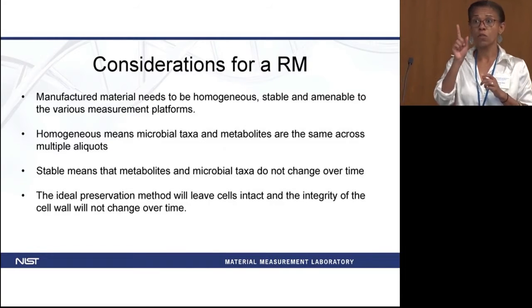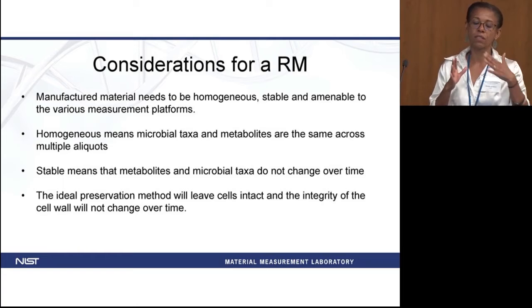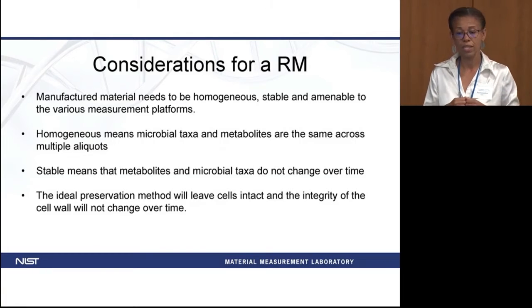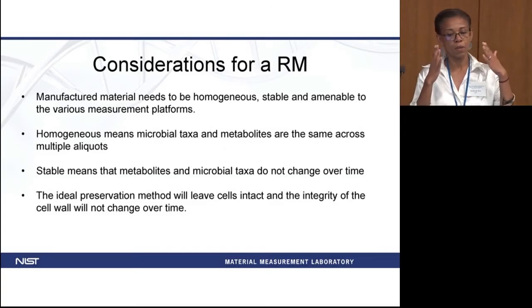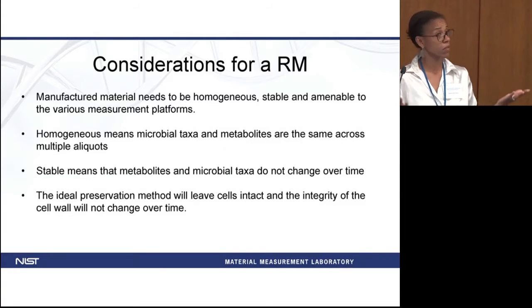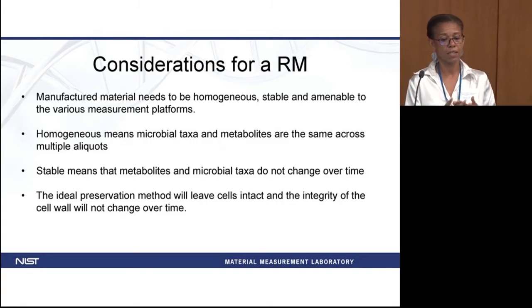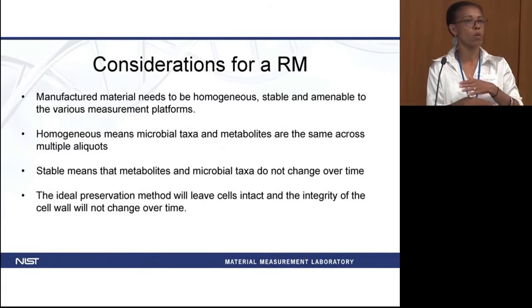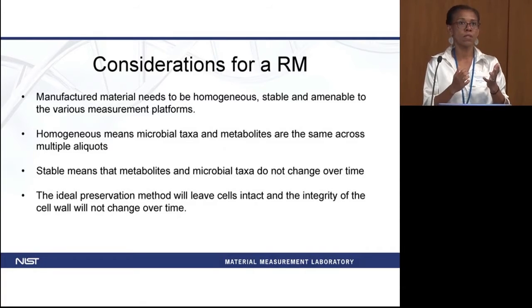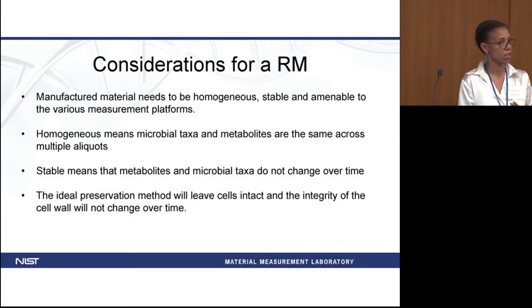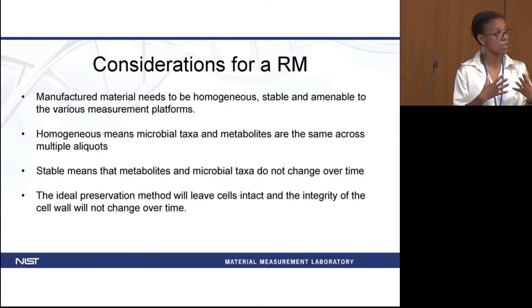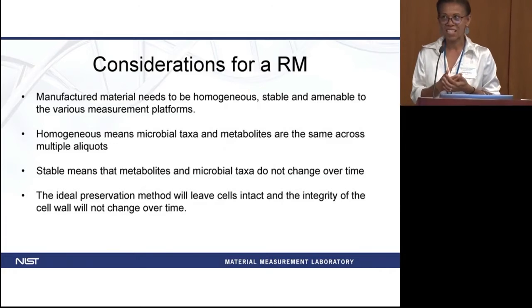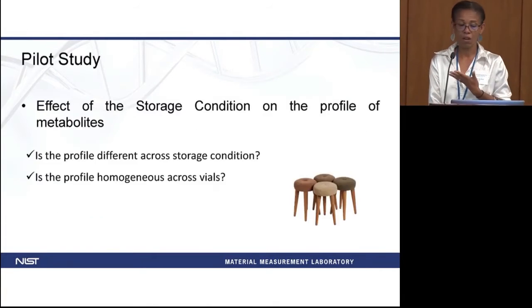For us, as Christina also pointed out very nicely, the definition of some of the parameters is important. Homogeneity means that the microbial taxa and metabolites are the same across different vials, right? Stability means that the microbial taxa do not change, and the metabolites do not change over time. The ideal preservation method will leave us with intact cells, and the integrity of the cell wall will not change. So based on that, what are the factors that we should consider in order to make a reference material that is stable and homogeneous? This is what our talk is about.